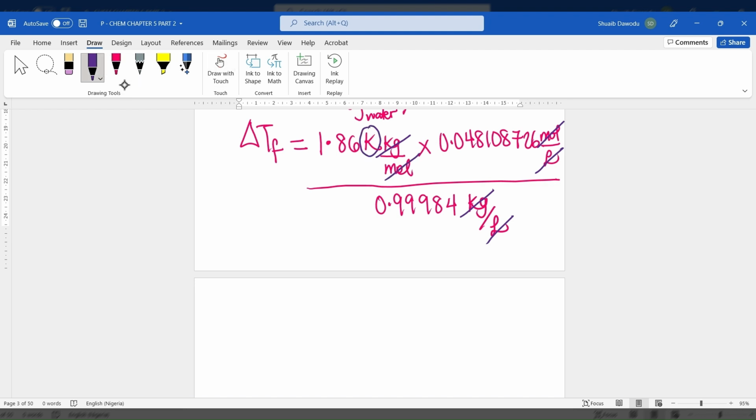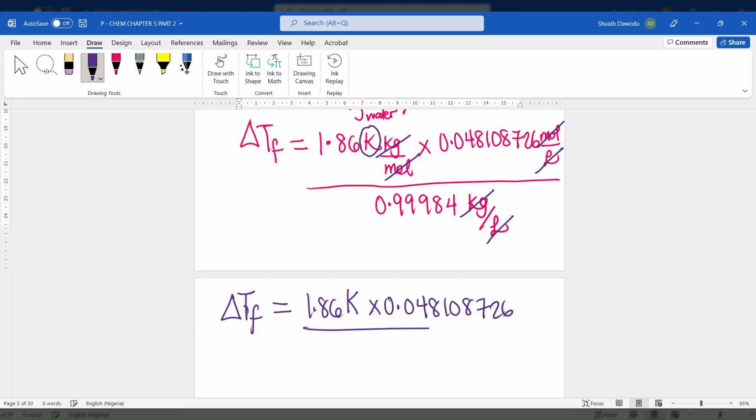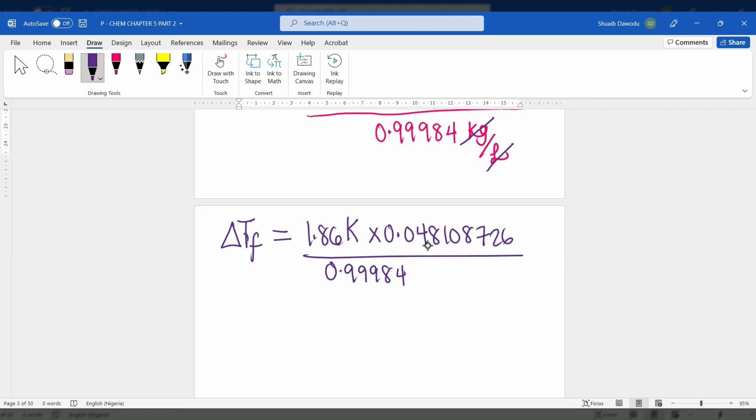So we end up just doing the calculation. Let me rewrite this now. Change in T sub F is just 1.86 Kelvin multiplied by 0.048108726 divided by 0.99984. When you do the mathematics on this and input this information in your calculator, you have, don't forget, Kelvin, of course, is the unit. So you just multiply this and divide the answer by this at the bottom here.